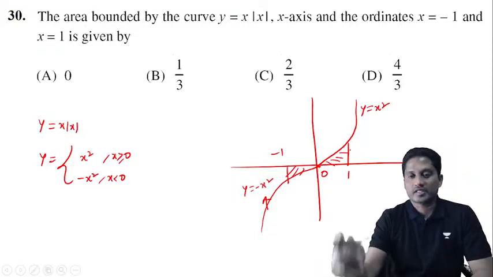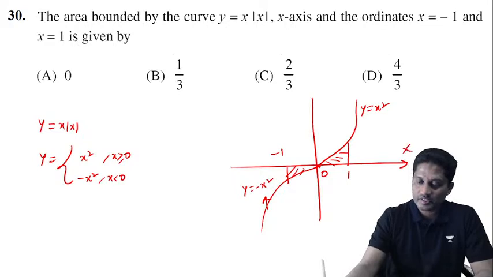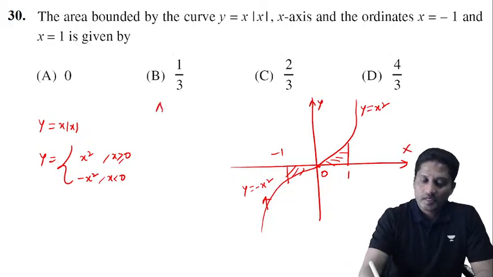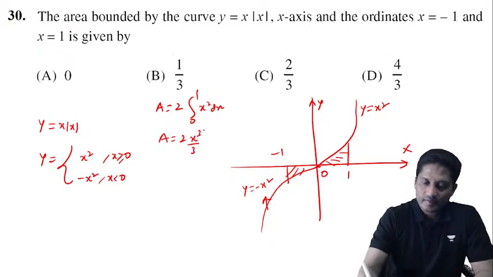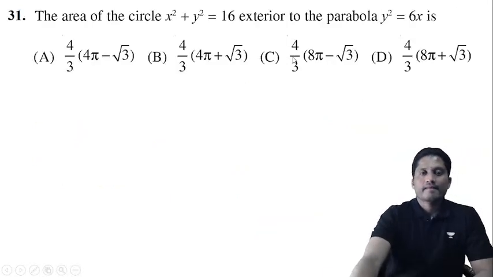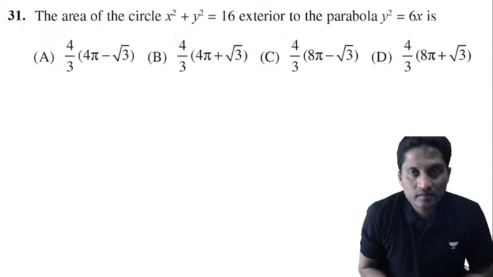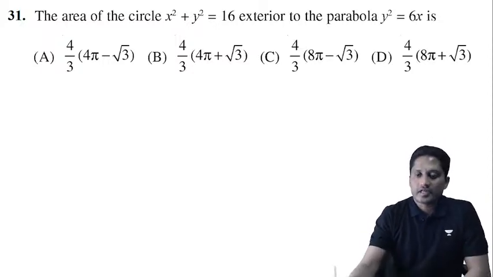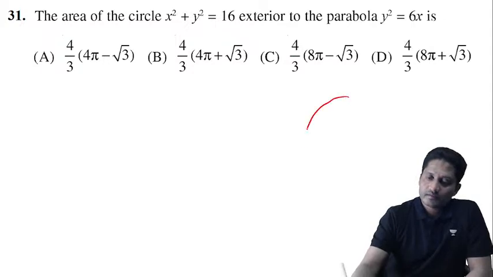It is symmetric only. I'll find the first quadrant and multiply by 2. Area is equal to 2 times integral 0 to 1 of x square dx. Area is equal to 2 times x cube by 3 between the limits 0 to 1. 2 by 3, upper limit 1, lower limit is 0. 2 by 3 square units. Okay, area of a circle which is exterior to the parabola. This will be the circle.